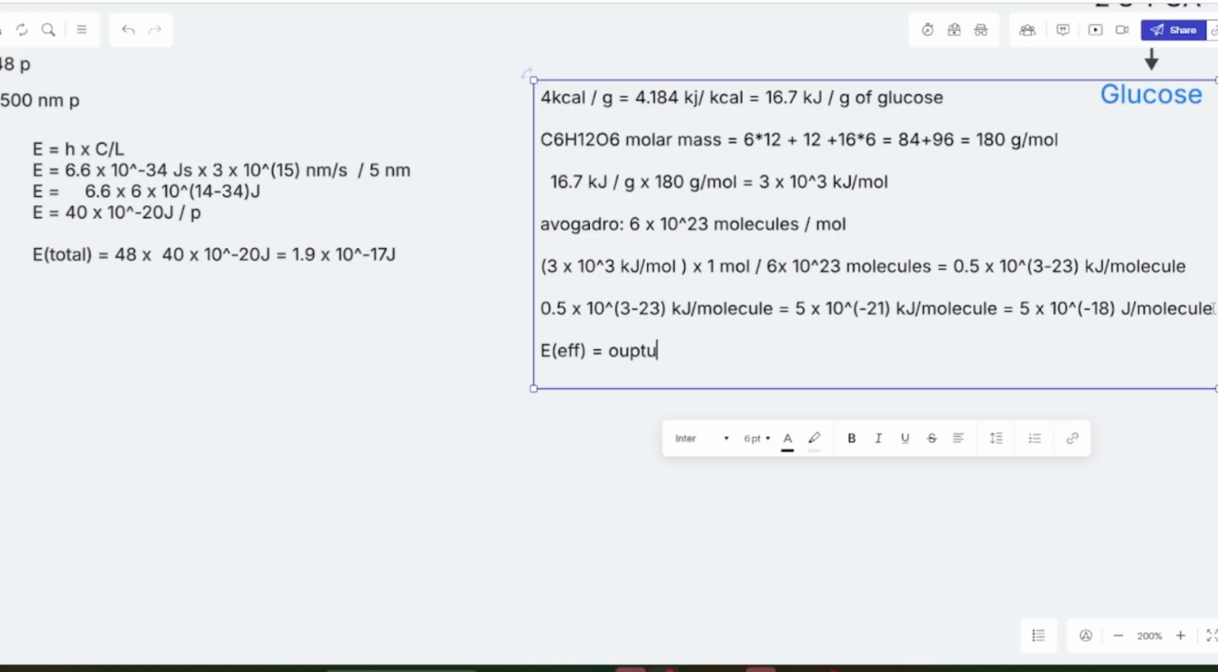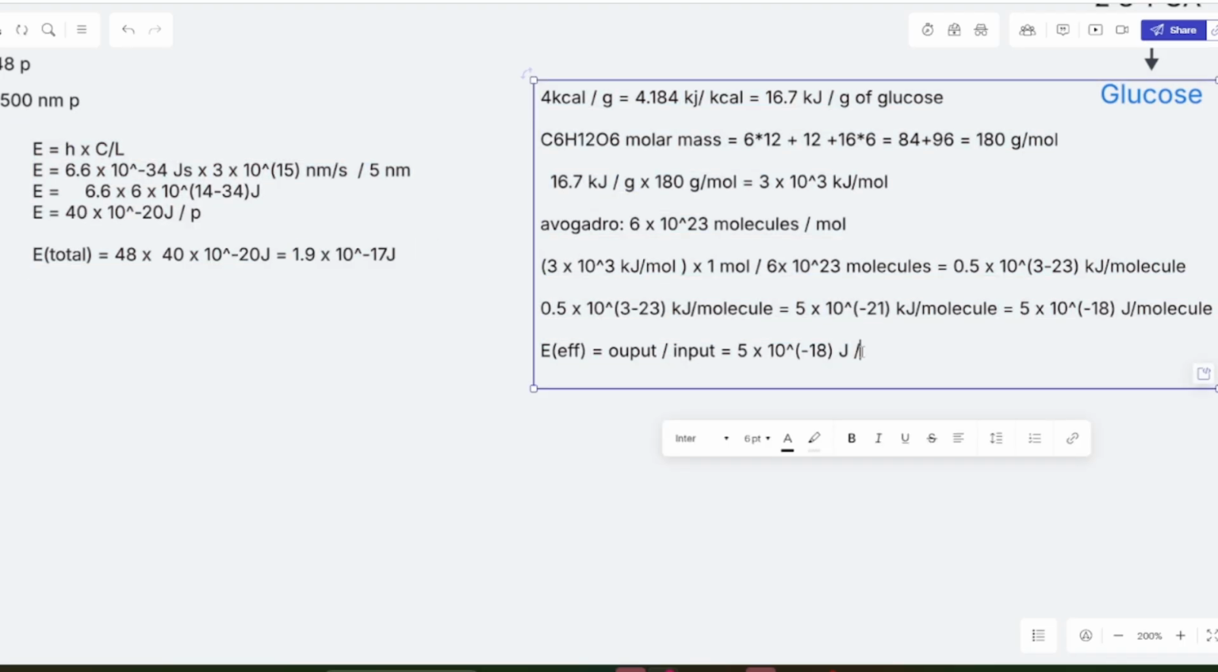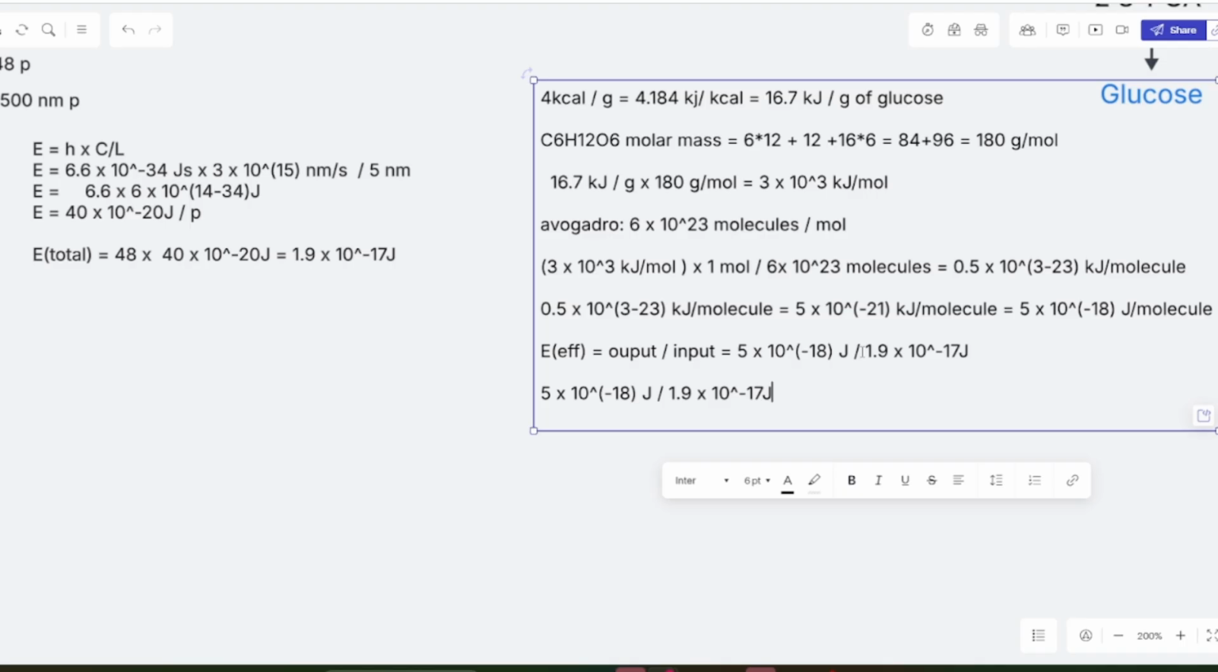That's going to be the output, which is our glucose molecule, divided by the input, which was those 48 photons. So we've got our output here, 5 times 10 to the negative 18 joules, and we've got our input right here. Okay, so units cancel out, that's the first thing. And let's see what else we can do here. So units cancel out, and we've got basically 5 divided by 1.9.